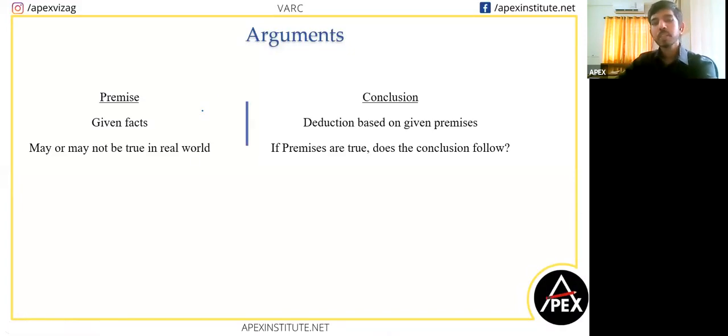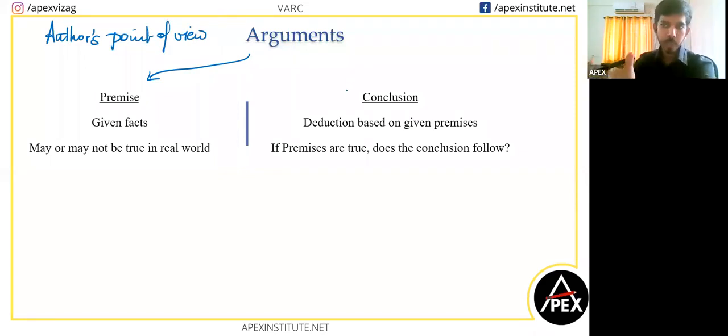When we get started with syllogisms, we need to understand that any argument which is given to us, and this is not an argument which you are going to have with your friend or your sister or brother or your parents, is an author's point of view, something that he is telling us about. It could be on any topic. There are various topics which come up as arguments. It consists of two parts. One part is a premise, which is given to us. It is statements which we have to accept as true. Actually, they may or may not be true in the real world.